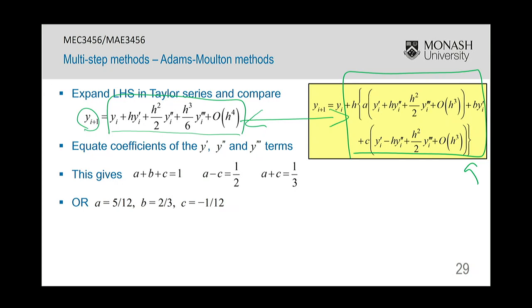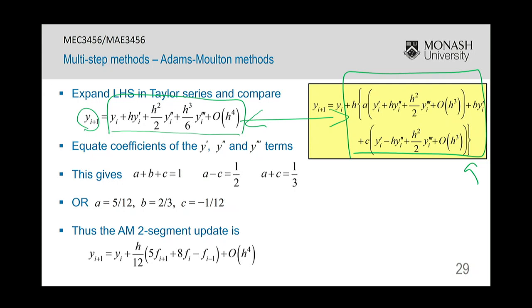If we solve those equations, we get that a is 5/12, b is 2/3, and c is equal to -1/12. If we go back to our original assumption about what the corrector step was equal to, we get the Adams-Moulton two-segment update as y_{i+1} is equal to y_i + h/12 times (5 f_{i+1} + 8 f_i - f_{i-1}), plus an error term that scales like h to the 4th.